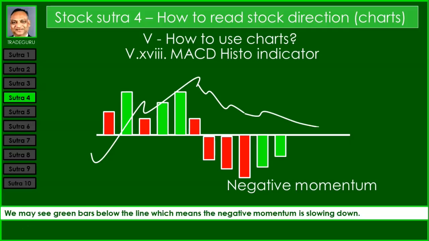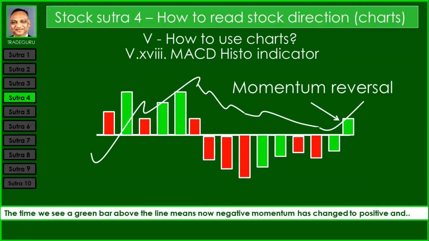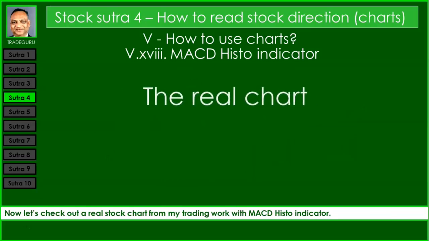We may see green bars below the line, which means the negative momentum is slowing down. But if we again see red bars below, it means negative momentum is continuing. The time we see a green bar above the line means now negative momentum has changed to positive and stock direction is likely to reverse from falling down to up. Now let's check out a real stock chart from my trading work with MACD Histo indicator.